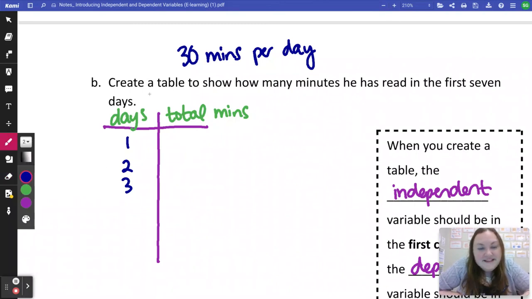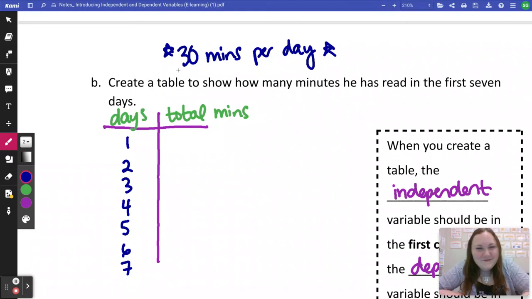So the question specifically said, we're going to create a table to show how many minutes he has read in the first 7 days. So over here in my first column, or that independent variable column for days, I'm going to number 1, 2, 3, 4, 5, 6, 7 days. And then using that information, we can figure out how many total minutes he's read, using the number of days along with what we were told in the story about how he reads 30 minutes per day. Again, go ahead, try to pause the video now and see if you can fill in the remaining missing numbers in this table. All right, how'd you do?